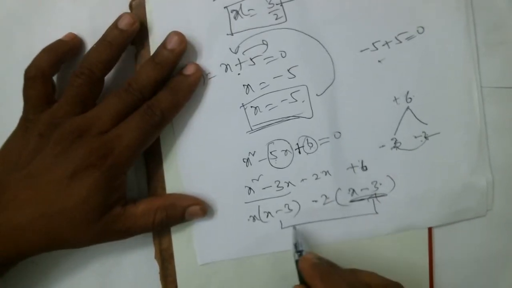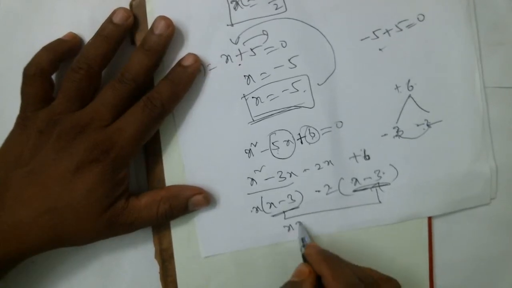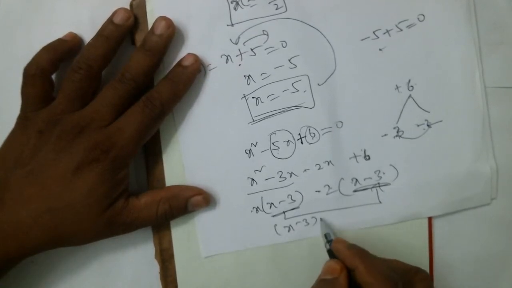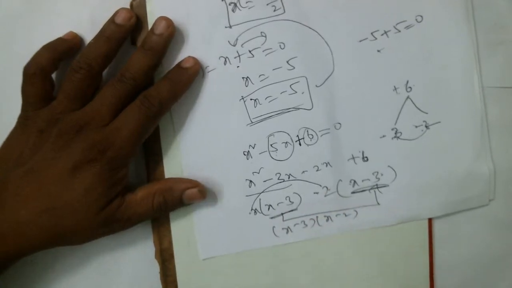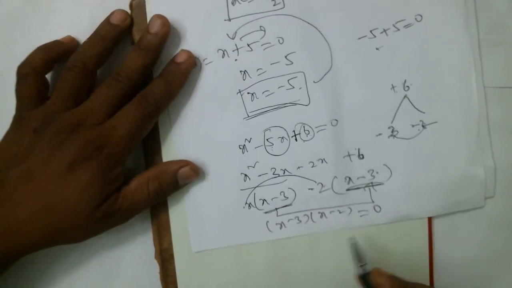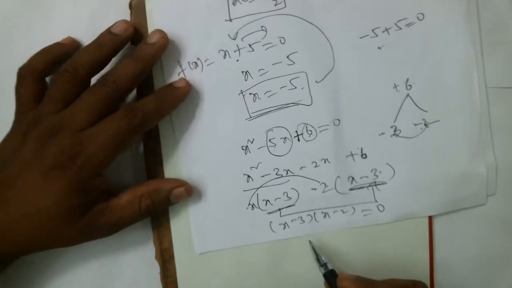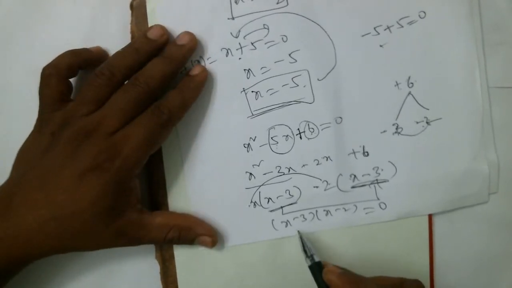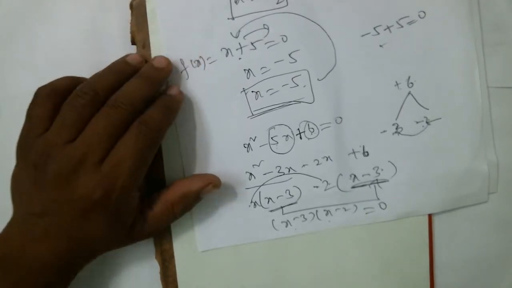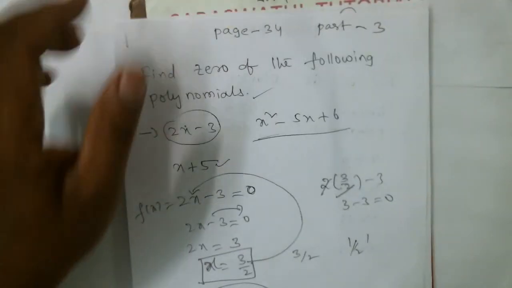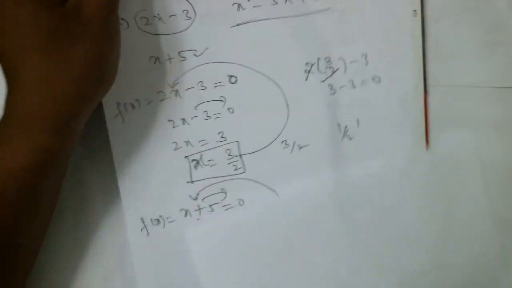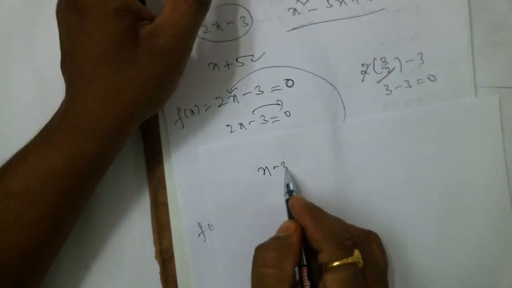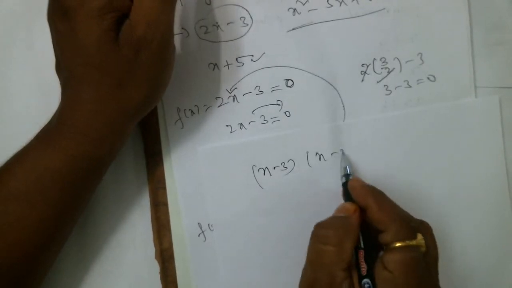What is common here? Here x minus 3, here also x minus 3. x minus 3, and next here x minus 2. See here, x minus 2 times x minus 3 is equal to 0. What values did we get? If we split the middle term, we got x minus 3 and x minus 2. But what is the question asked? We have to find the zeros of the given polynomial. So x minus 3 and x minus 2, we got.